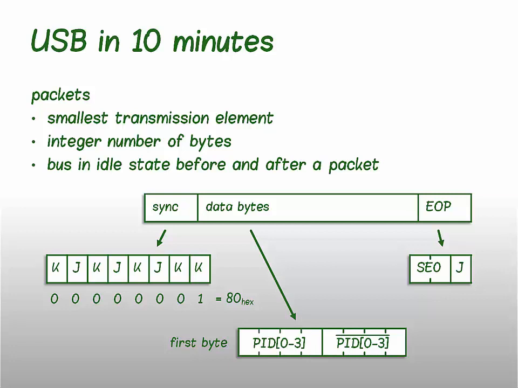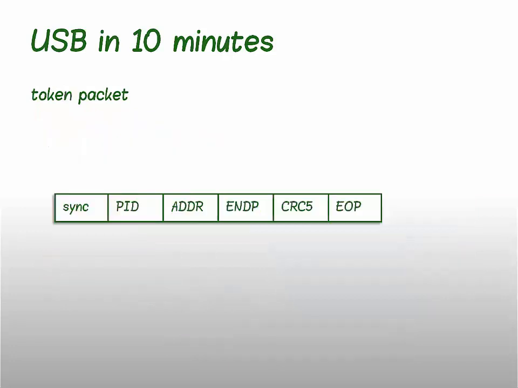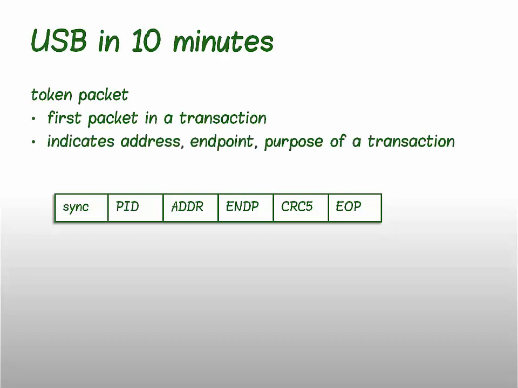Let's have a look at the different packets. First we have a token packet. This packet is always the first packet in a transaction. It indicates device address, endpoint and purpose of transaction. In low-speed USB we have in packet, out packet and setup packet.